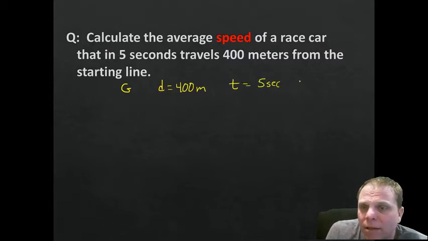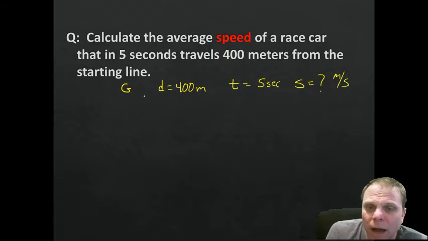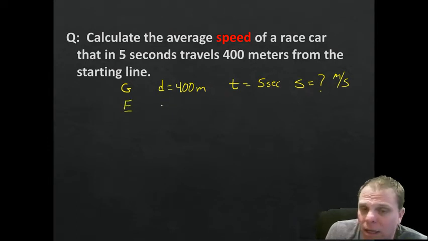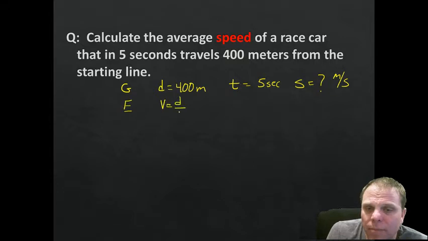And it says to calculate the average speed. And what is our unit going to be? Our unit is going to be in meters per second. Okay. So now let's do our E. What equation are we using? Well, we've just learned the equation velocity equals distance divided by time. Okay. You could also write that as speed equals distance divided by time.